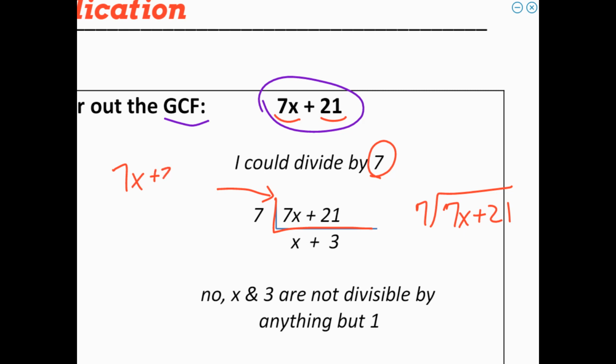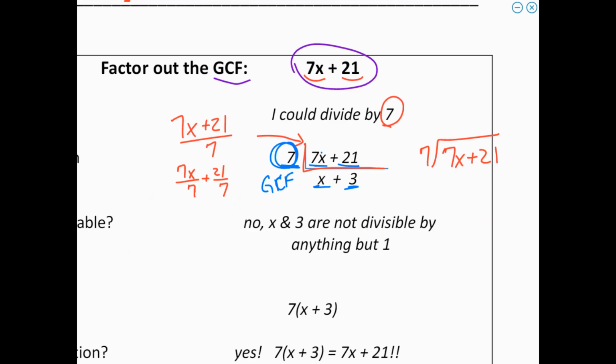You can also write it as 7x plus 21 divided by 7, or go ahead and distribute it out like that and divide both of them. Any of those ways are an appropriate way to show that you are dividing by the greatest common factor. This number out here that you choose to divide by needs to be your greatest common factor. So 7x divided by 7 is x. 21 divided by 7 is 3.